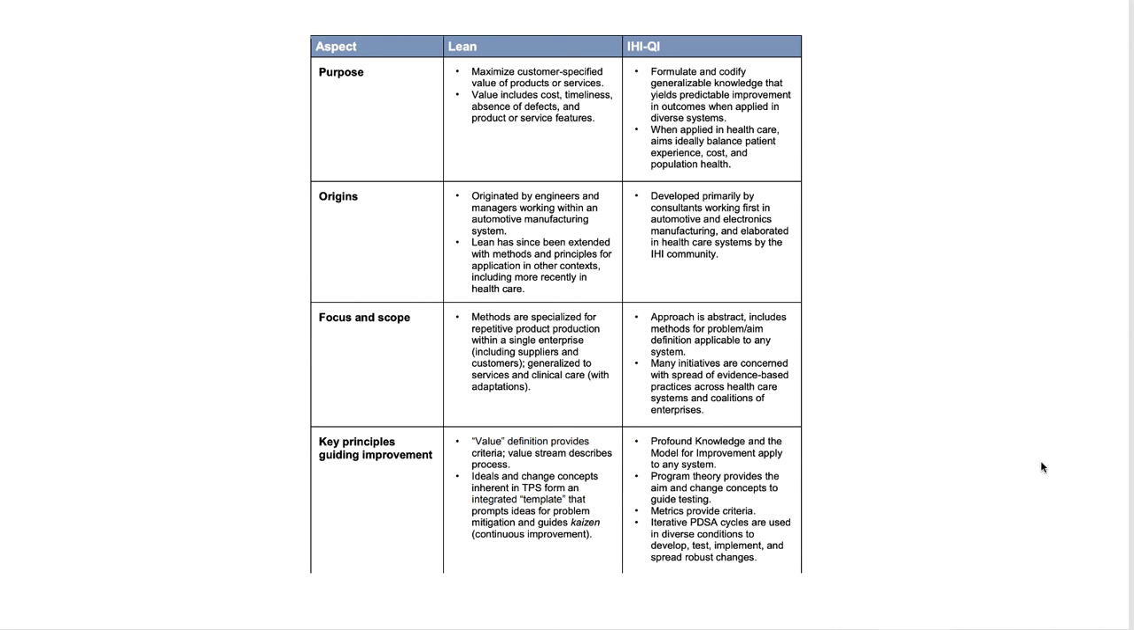In QI, profound knowledge, and that comes right out of Deming, his idea of systems of profound knowledge, to really understand a process. That's what profound knowledge means. And the model for improvement apply to any system, not a specific system. Program theory provides the aim and the change concepts to guide testing. Metrics provide criteria, and the iterative, meaning repeating PDSA cycles, are used in diverse conditions to develop, test, implement, and then spread and sustain robust changes.